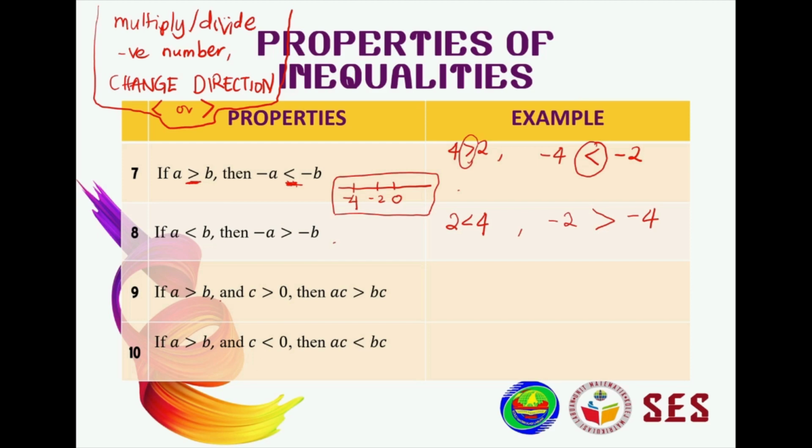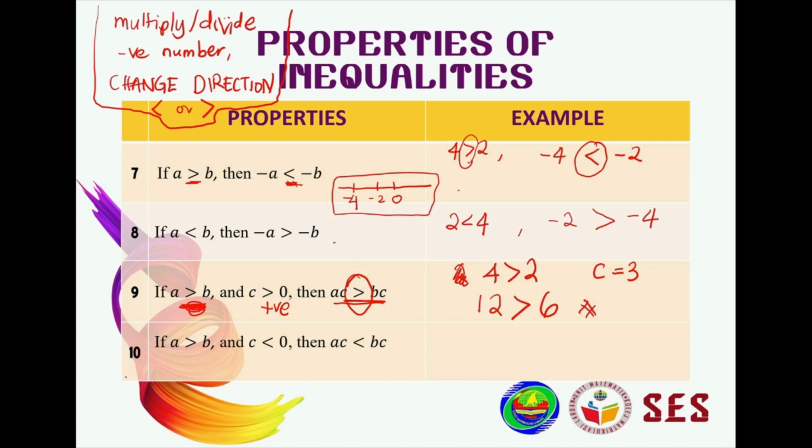Okay, so let's move to property number 9. If A is greater than B and C is positive, then if we multiply C to both of these numbers, the sign remains the same. Sorry, this is A greater than B. If we multiply by positive, the sign is the same. So 4 greater than 2. If I multiply by C, let's say, 3, I will get 12. 2 multiplied by 3 is 6. And it's true that 12 is bigger than 6.